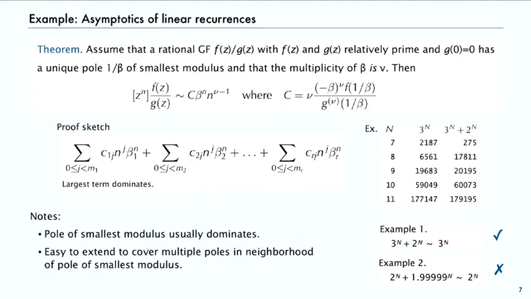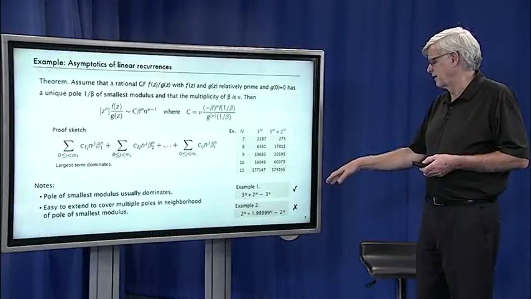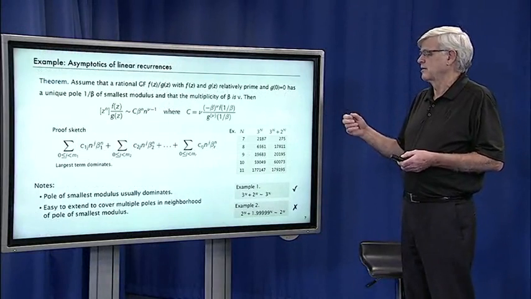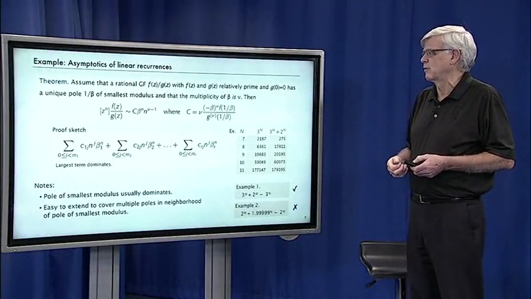Sure, if one of the roots is 2 and the other one is 1.9999, it's not going to be that close. You'd be off by a factor of 2 if you try to throw that one away. But it's easy to figure that out, and it's important to know that it's easy to throw away the small ones.